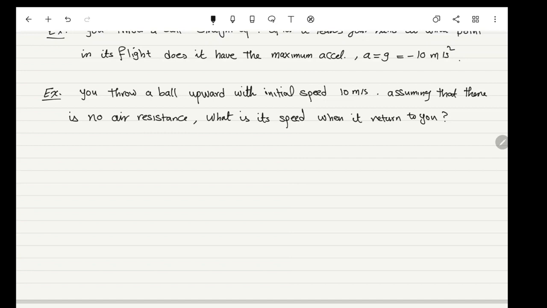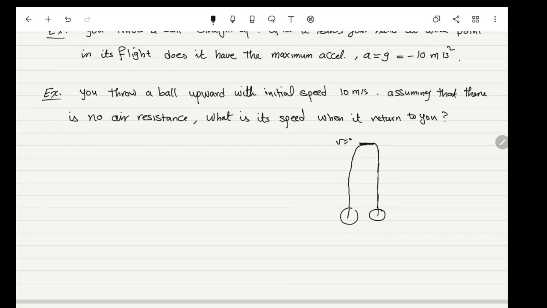Another example: you throw a ball upward with an initial speed of 10 meters per second. Assuming that there's no air resistance whatsoever, what is its speed when it returns to you? So when you throw a ball upward, it will reach a maximum height. The velocity there will be 0, as we mentioned in the previous example, and it will return back here.